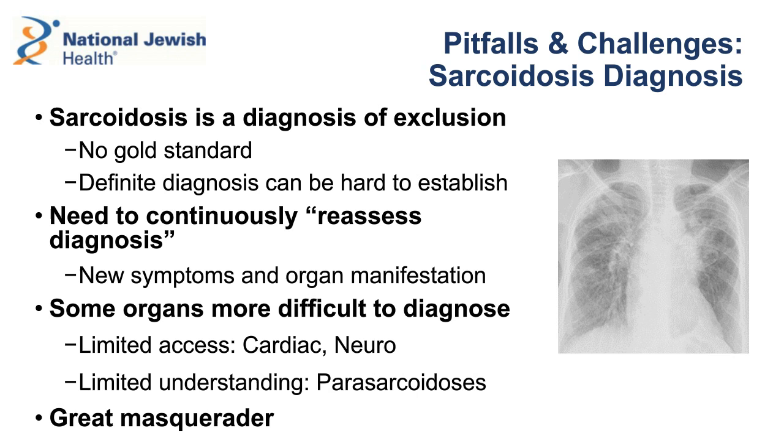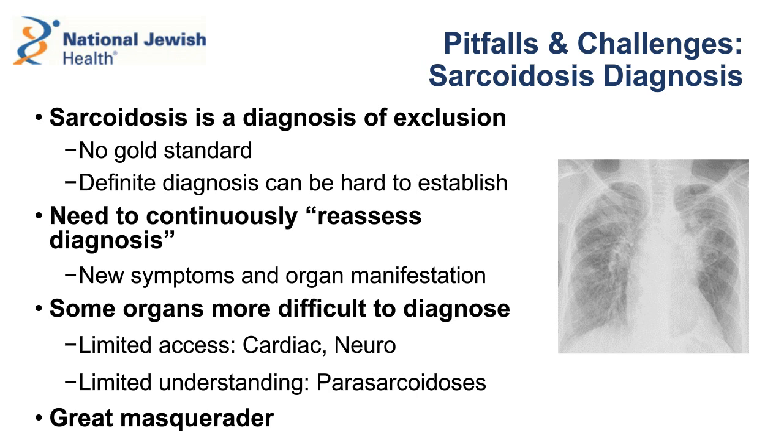There are also some organs that are more difficult to diagnose. So if you have a chest x-ray that looks like the one I've shown here, that can be simpler. But if you present with heart problems, typically heart failure or abnormal heart rhythms, or something that looks like a stroke and is really neurologic disease, those can be harder to determine that they're related to sarcoidosis unless you already have sarcoidosis. We also have what's called these parasarcoidosis, sarcoidoses.